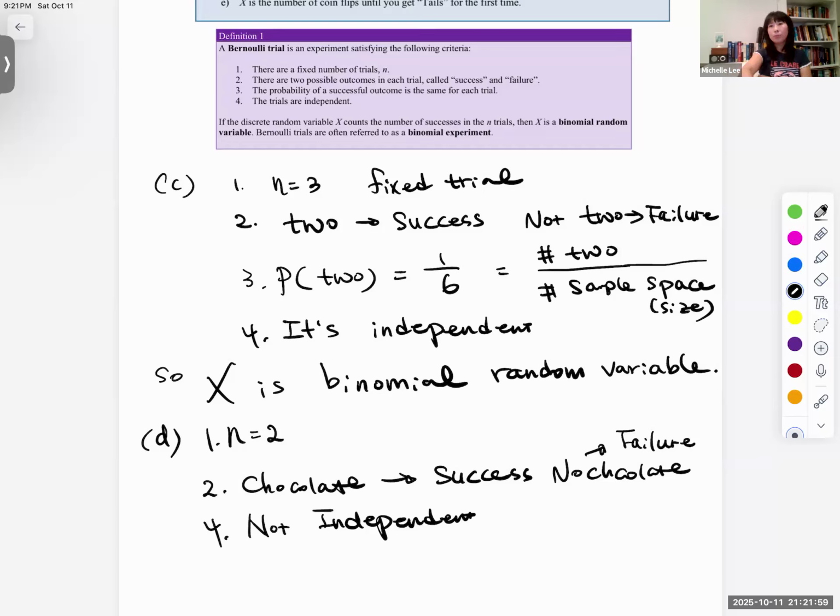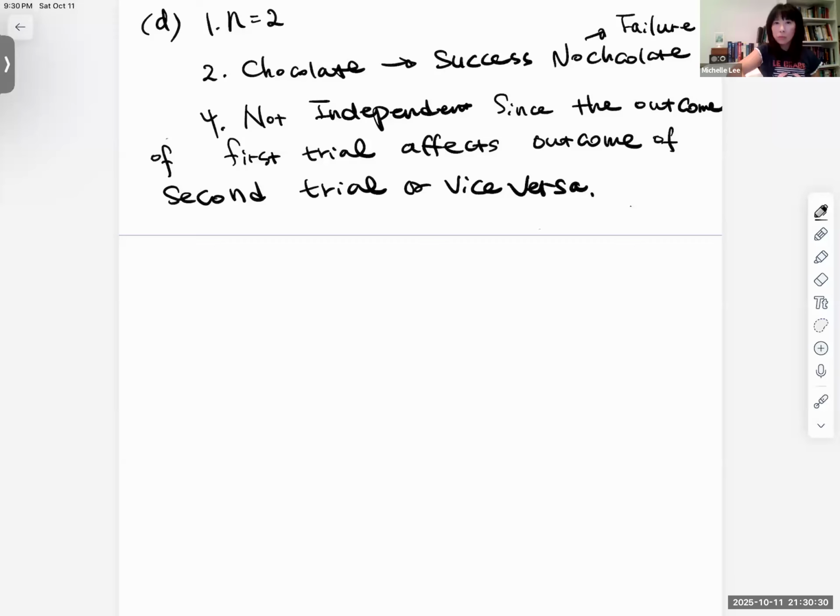Let me write it down. Okay, so I wrote down this one here. So not independent, since the outcome of the first trial affects the outcome of the second trial or vice versa, right? All right, then let's talk about the probability.